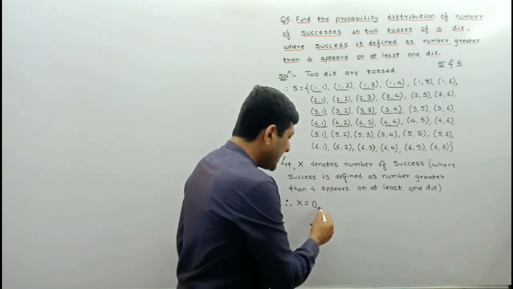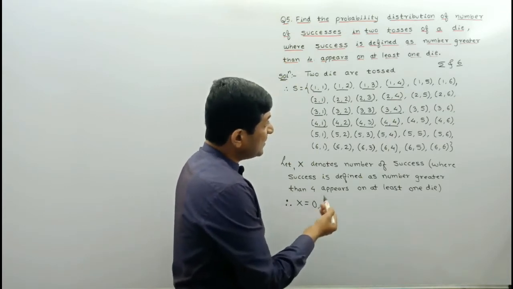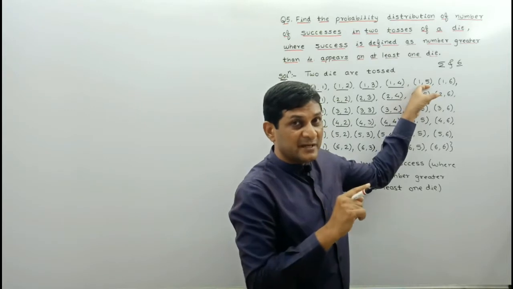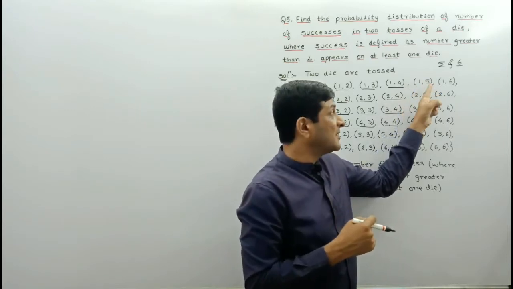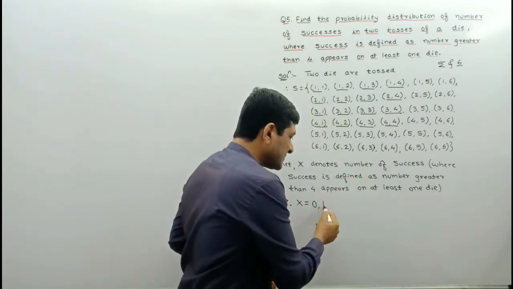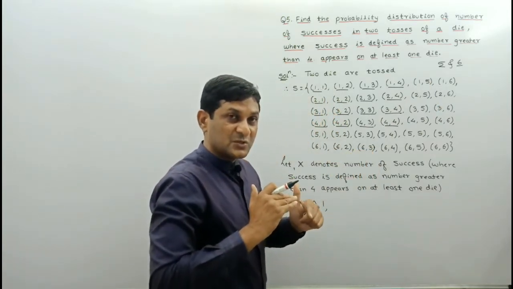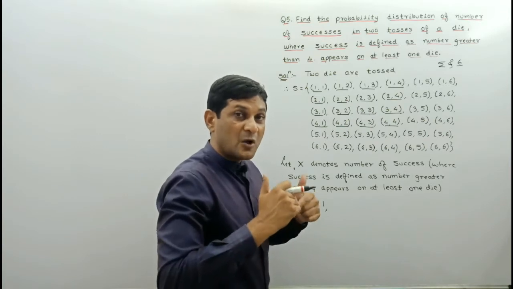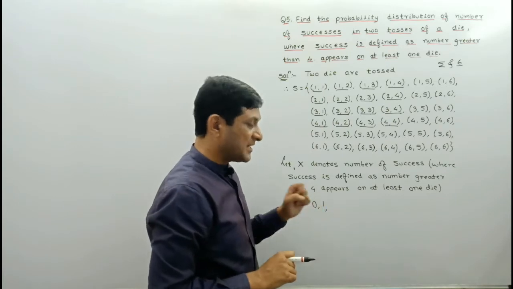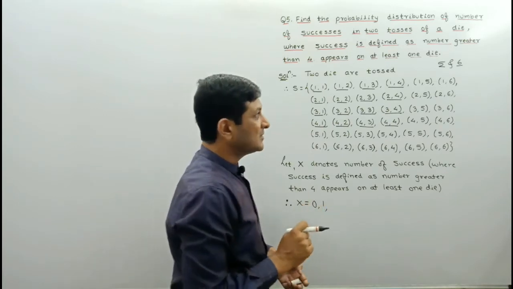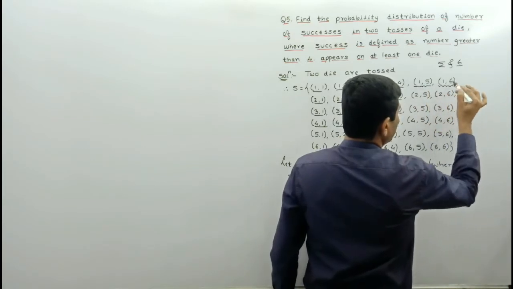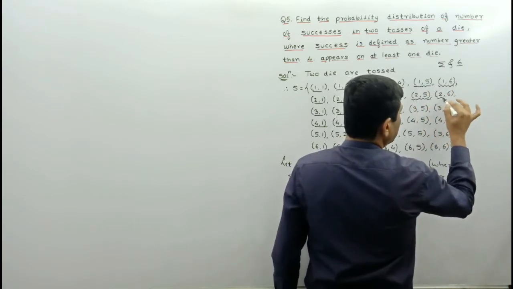Now if you observe the remaining elements, observe this element: at least one number is greater than 4. Which number is it? 5. So there is one number here, which means X is equal to 1, meaning a number on one die is greater than 4. That's why we are taking X equal to 1 here. Let's see how many such elements there are. Here there is one number greater than 4, here also one number, here also one number, here also one number.